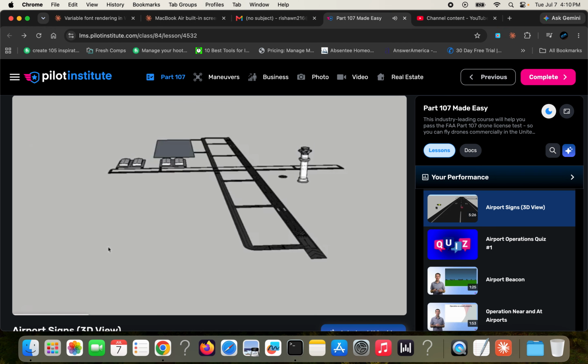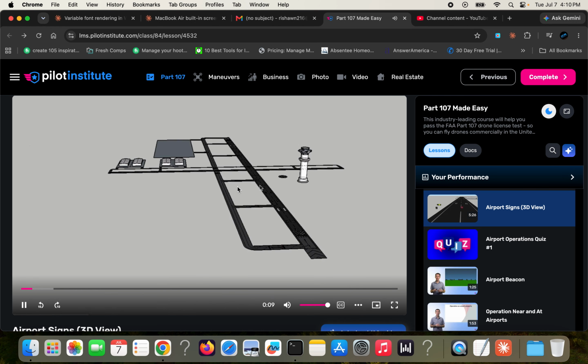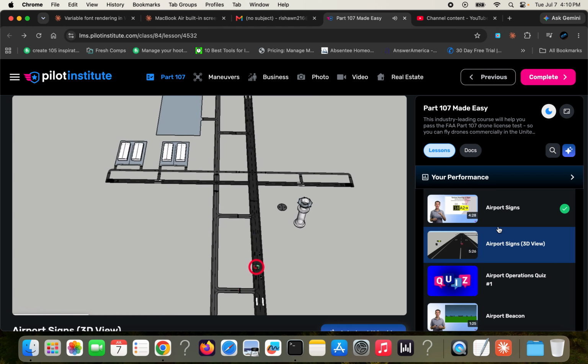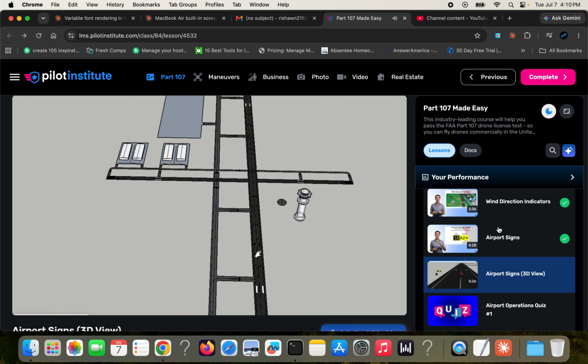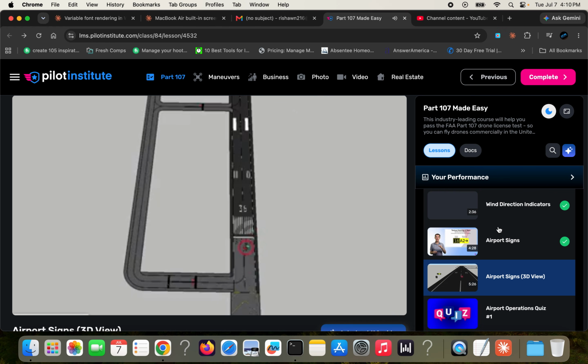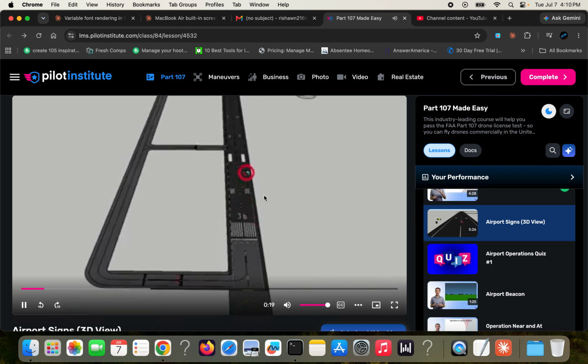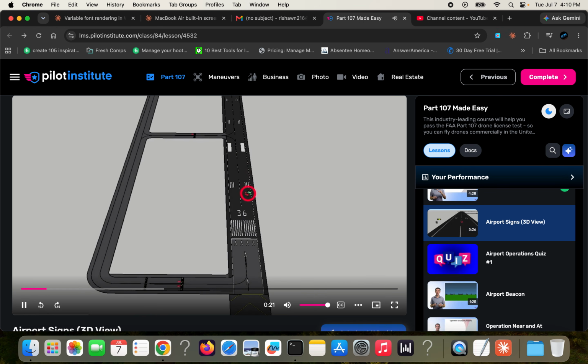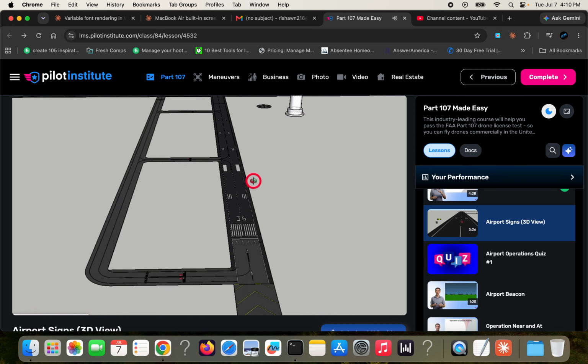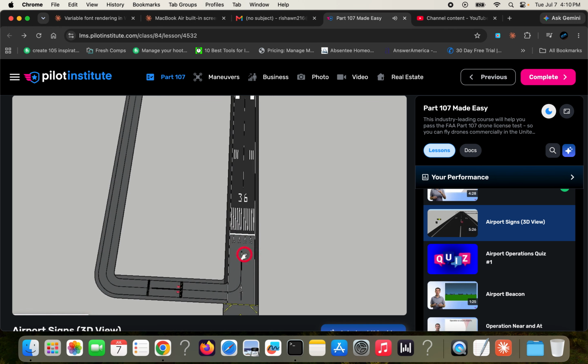All right, let's take a look at this runway model here, because it's been quite a bit of time creating this thing. The reason I did it is because I really wanted to show you all the possible different types of markings and signs available at different airports. And I couldn't find an airport that had all of them, so I just did it.